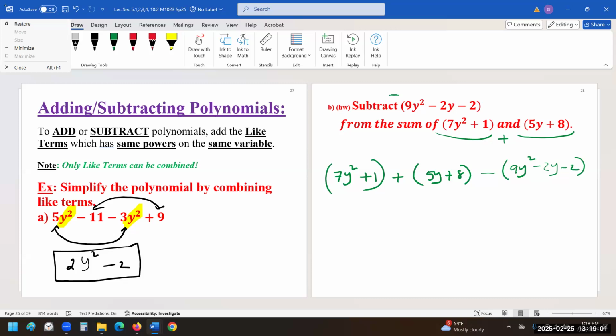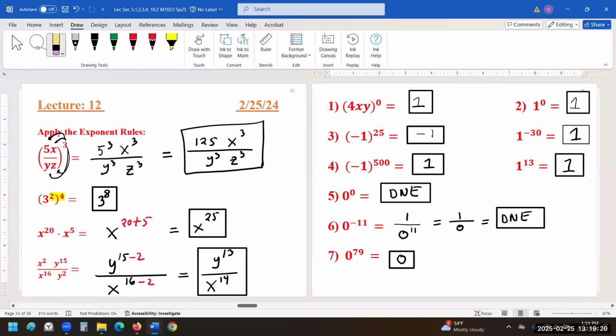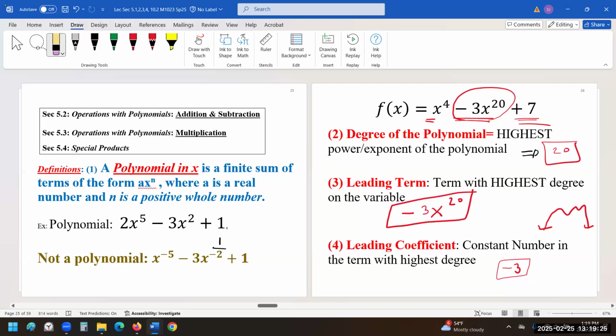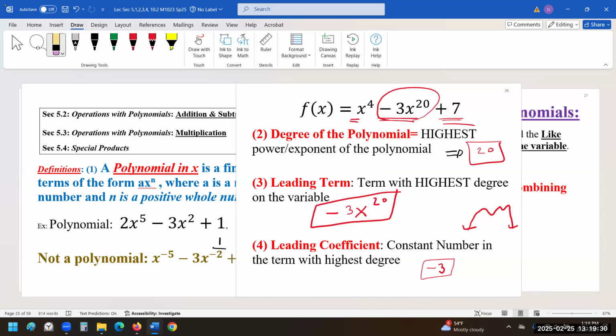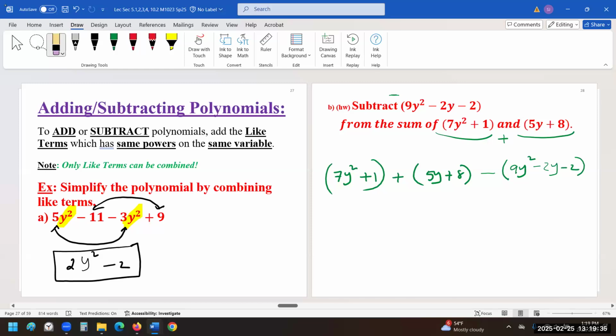Is it 2y to the second minus 7y? Is it? Mohammed, what do you have? Check with them. Before that, we went over the exponent rules. And then we learned what is leading term, leading coefficient, polynomial degree. And then we did one example, subtraction, and now this is the second example.